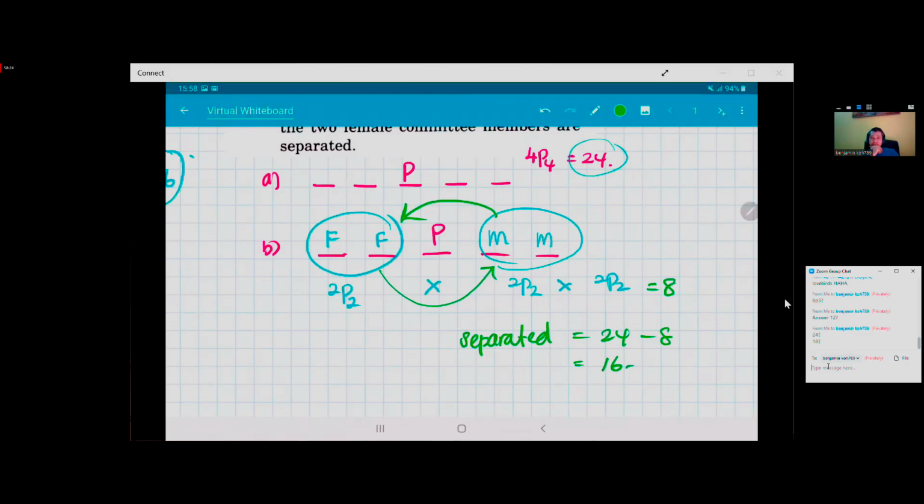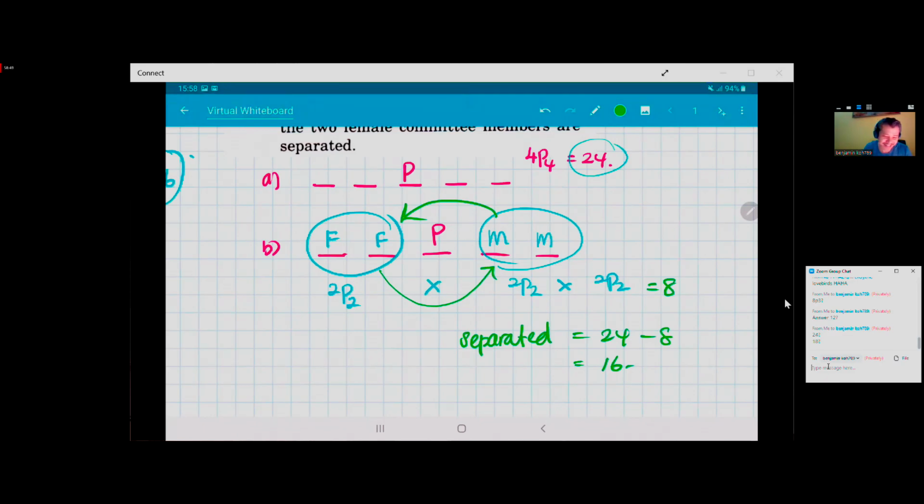Yes, Yongsin, the last 2P2 is because the male and female can change position. Because I'm assuming female on the left, male on the right. But do you realize it could be the other way around as well? It can be male on the left and female on the right. So to consider that, we got to multiply 2P2 again. Got it? You got to multiply 2P2 again.